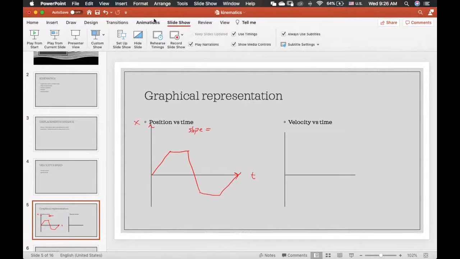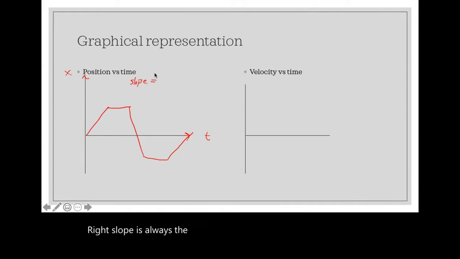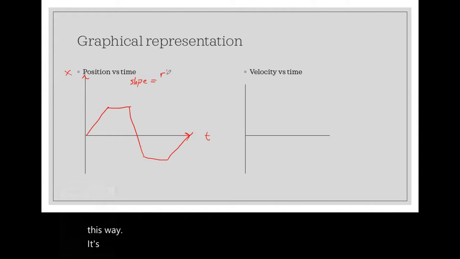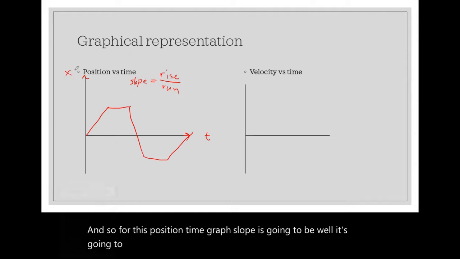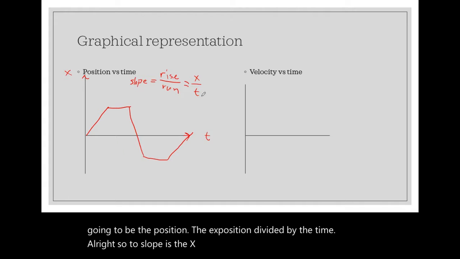So the slope of this graph is, what do you think? Well, we know the slope is always the rise over the run, or whatever the y coordinate is over the x coordinate. And so for this position time graph, the slope is going to be the x position divided by the time. So the slope is the position over the time.